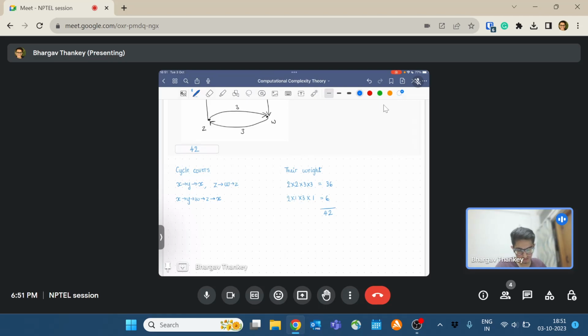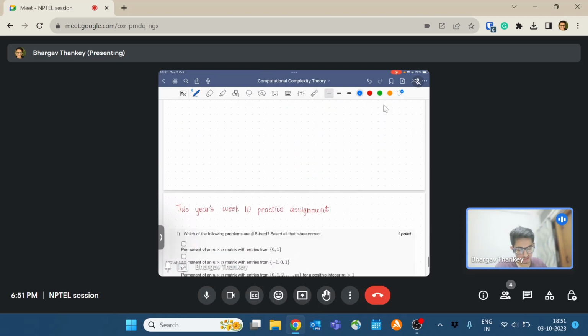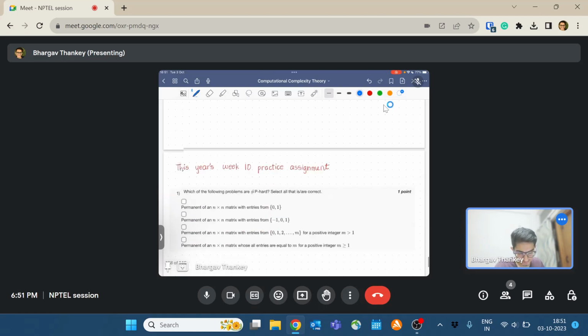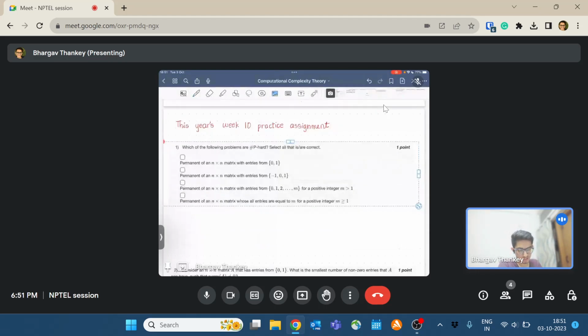Okay, so if this is fine, then let's look at this year's week 10 practice assignment. The first problem is: which of the following problems are Sharp-P hard? Select all the correct options.